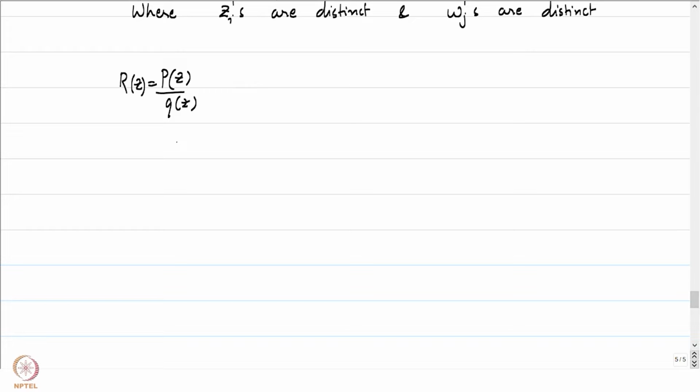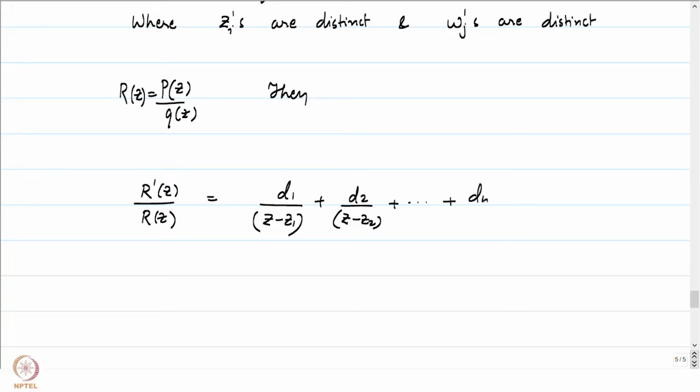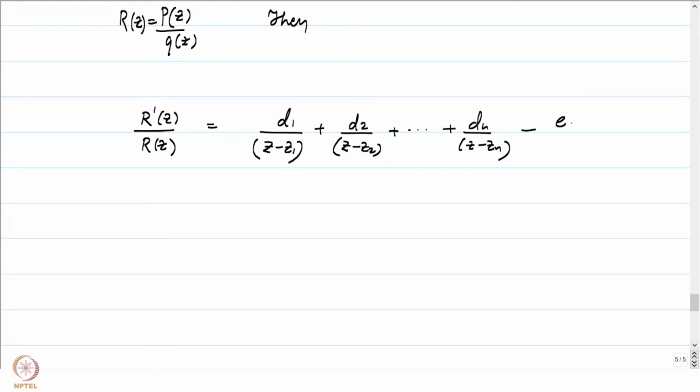The log derivative here is just going to be equal to, then by using an induction argument, one could argue that r prime of z by r of z is going to be equal to d1 by z minus z1 plus d2 by z minus z2 plus all the way up to dn by z minus zn. This is in the case of the things which appear in the numerator, and below this is going to be minus e1 by z minus w1 minus all the way up to minus em by z minus wm.